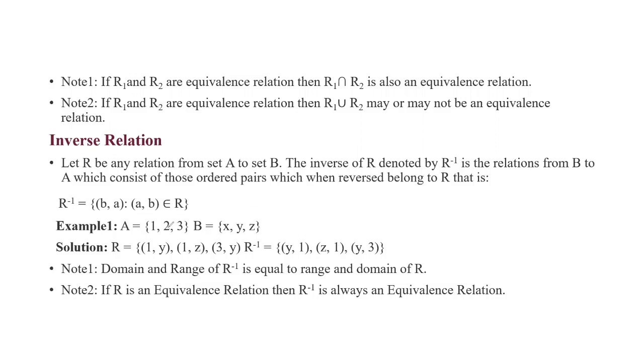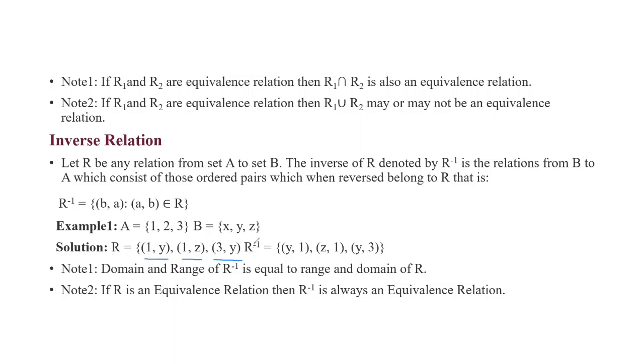We'll see an example. Suppose set A is equal to {1, 2, 3}, B is equal to {X, Y, Z}, and R is a relation from A to B, and this R is equal to {(1,Y), (1,Z), (3,Y)}. So what is R inverse?